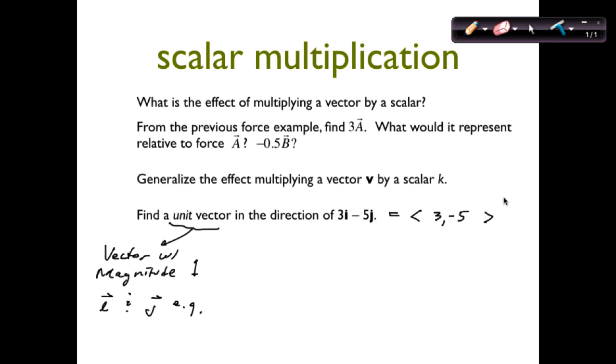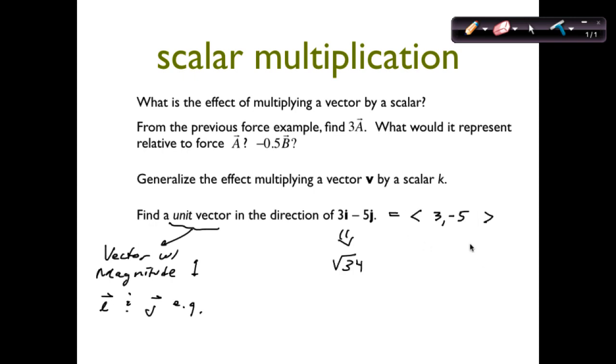Other questions? Okay, now I want to find a unit vector in this direction. So does this have a magnitude of 1? Greater or less? Greater, obviously. Square root of 9 plus 25, square root of 34. So the magnitude of this is square root of 34.